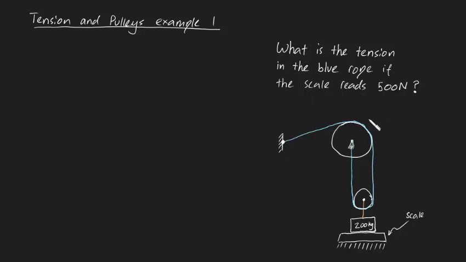As you can tell, this is our blue rope just here, and this is a pulley which is pinned, and this blue rope is wrapped around it. This pulley is actually free to move, it's not pinned to some ground next to it, and connected to it is a 200 kilogram mass, and that mass is lying on a scale which reads 500 newtons. So we're asked to find the tension in this blue rope. How do you do it?